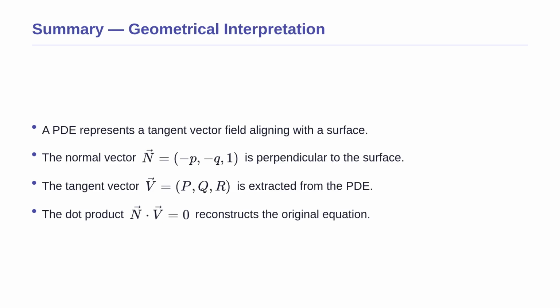Let us review the key takeaways from this topic. We learned that a first-order quasi-linear partial differential equation is not just a random string of symbols. It is a strict geometric rule. It defines a tangent vector field that must perfectly align with our solution surface. By defining a normal vector that points away from the surface and a tangent vector extracted from the equation, we can use the dot product to mathematically verify this perpendicular relationship. You now have the tools to visualize these complex equations as shapes in space.